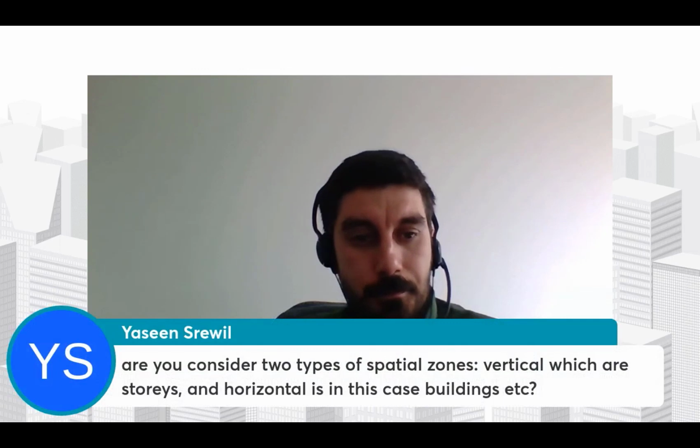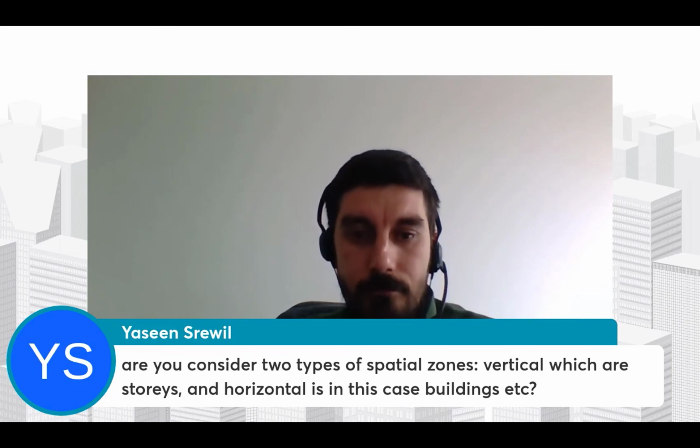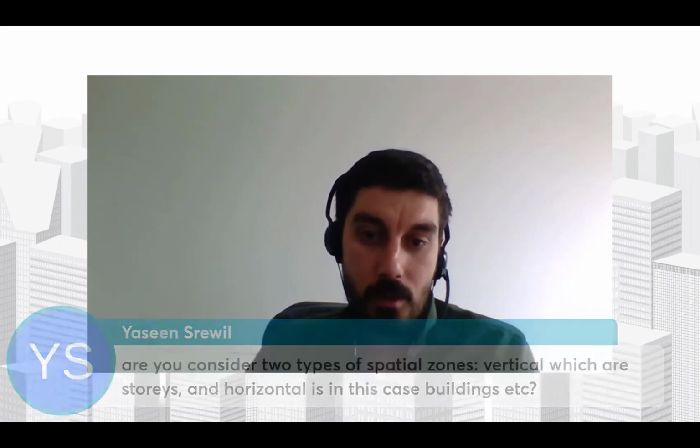Perfect. The next question is from Yasin. Are you considering two types of spatial zones, vertical, which are stories, and horizontal, in this case, buildings? Yes, exactly like that. You consider two types of spatial zones. If we talk about high rise, if we talk about buildings, and if we talk about linear infrastructure projects, then we're not going to have vertical ones.